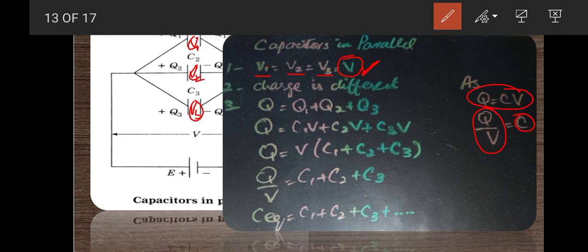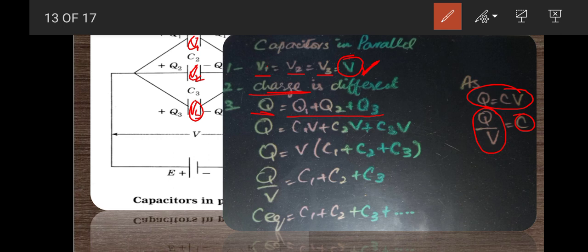And charge is different because charge is stored according to their capacities. So we can say that charge Q1 is on the capacitor C1, charge Q2 is on the capacitor C2, and charge Q3 is stored on the capacitor C3. Now the total charge stored by this combination will be equal to the sum of the charges of the 3 capacitors. Total charge is represented by capital Q. It will be equal to the sum of these 3 charges which are present on the 3 capacitors.